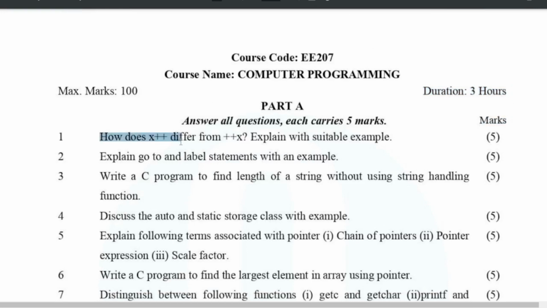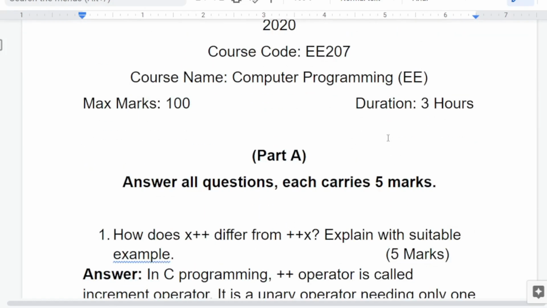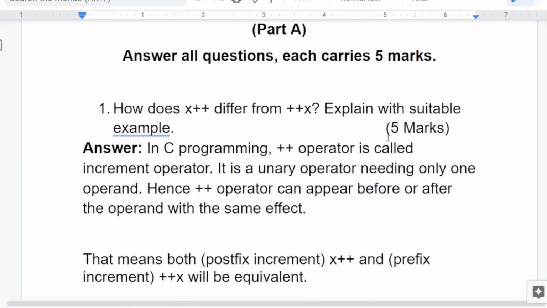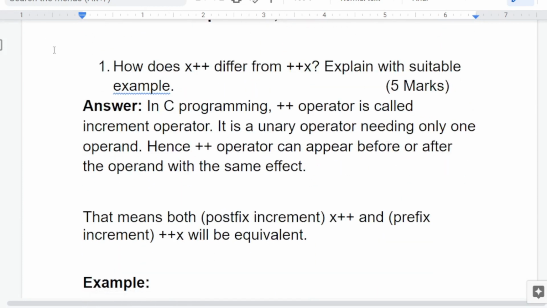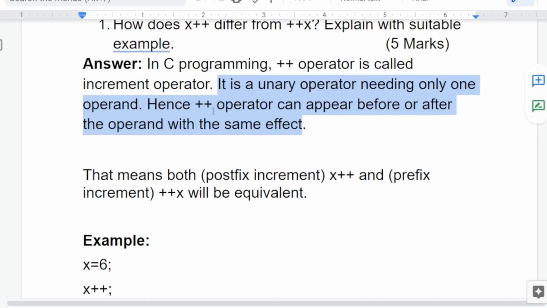How does x++ differ from ++x? Explain with a suitable example. This is nothing but the postfix increment and prefix increment operator on a variable. In C programming, the ++ operator is called the increment operator. It is a unary operator needing only one operand. Hence, the ++ operator can appear before or after the operand with almost the same effect.